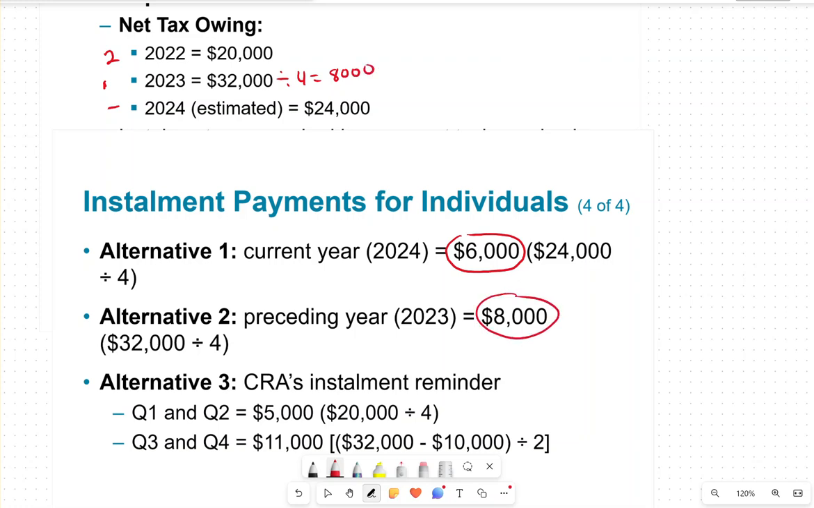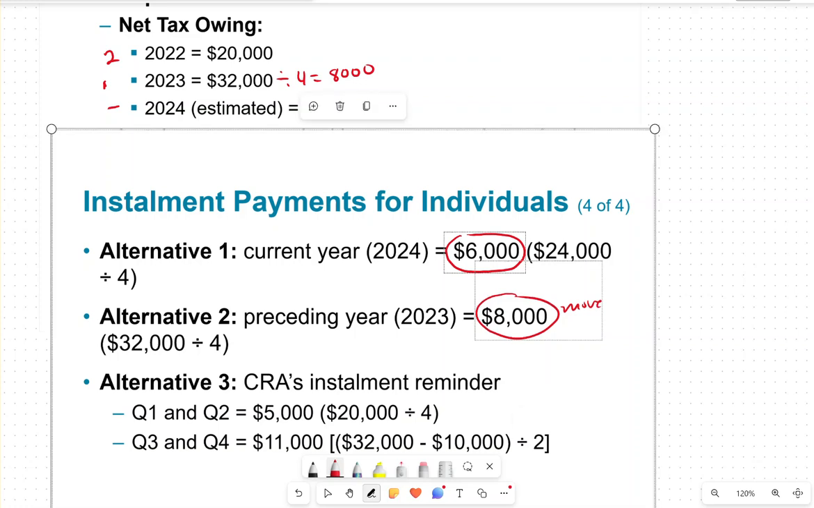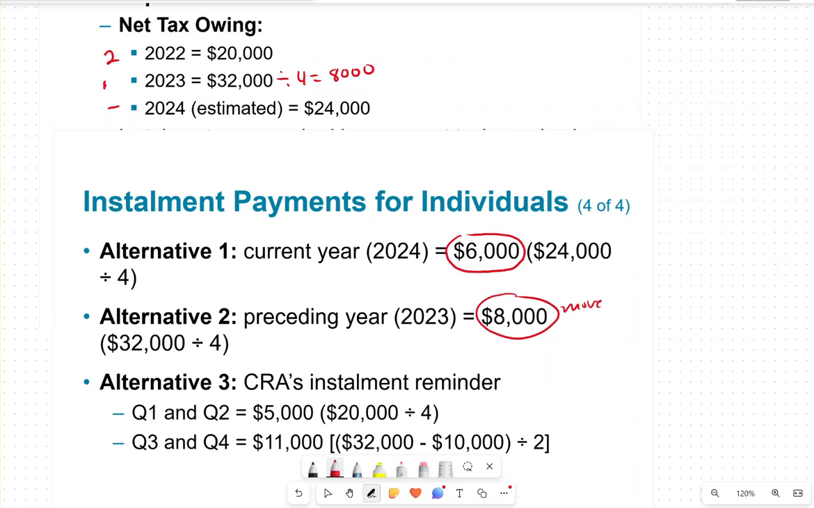The payments are more here, so if you look at it, your payments are more. I'd rather take alternative 1. That's when the payments are less. Now I'm going to go to alternative number 3.